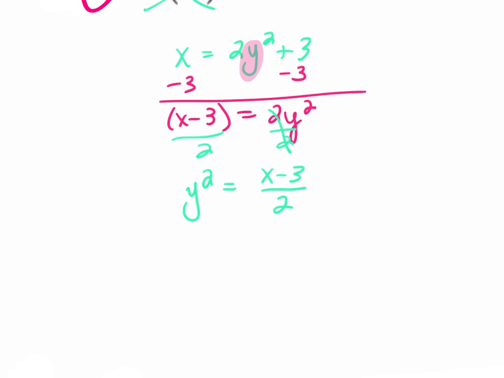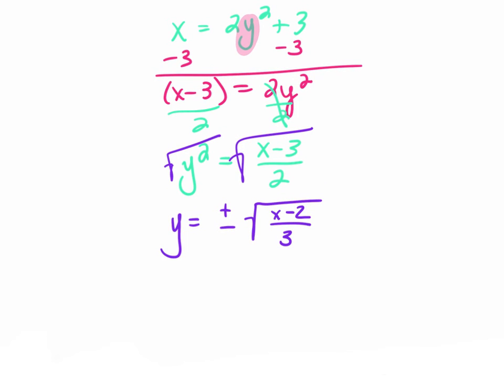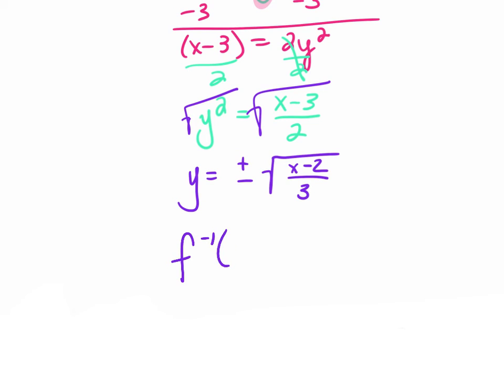How do you get y all by itself? What do I have to do to both sides? Take the square root. So if I take the square root of one side, I have to take it of the other. When I take the square root, I put the house on top. What goes in front of my answer? Plus or minus. If you have the square root, the fourth root, the sixth root, anything that's even, you have to have plus or minus in front. We didn't do that on cube root because that's not an even number. Then the last thing I would do is say f negative 1 of x equals plus or minus the square root of x minus 3 over 2.